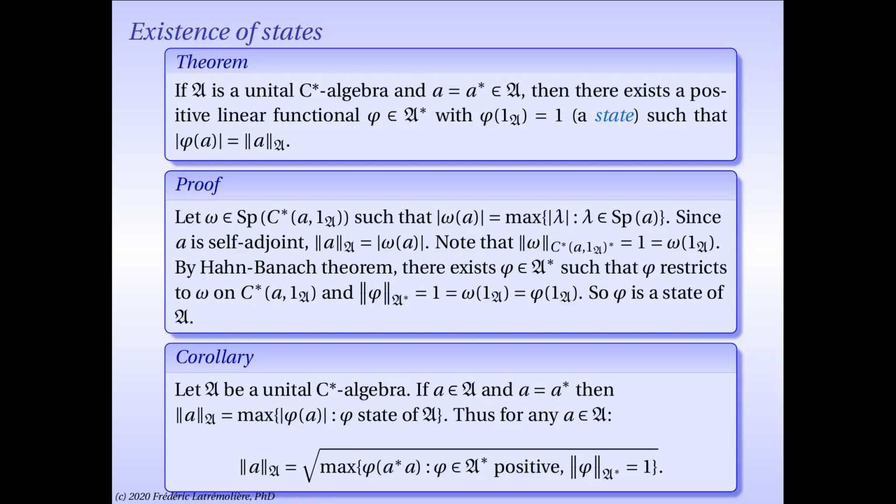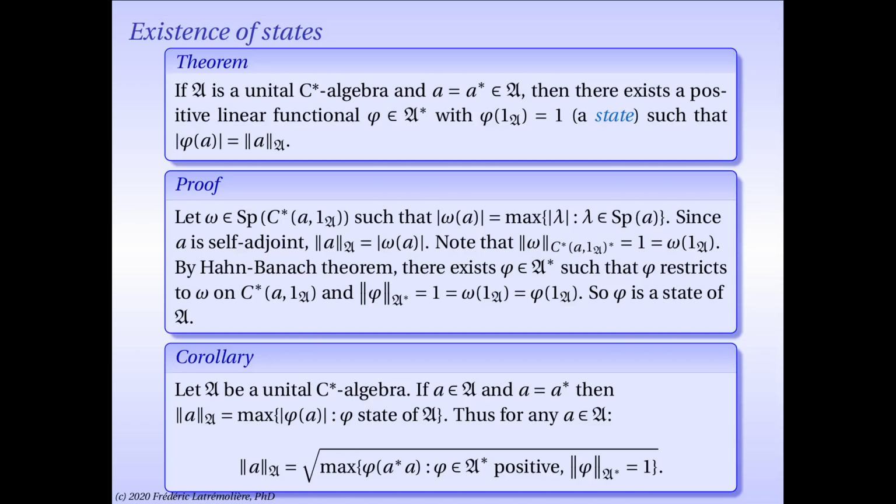And as a consequence of that, if you pick an arbitrary A now, not assumed to be self-adjoint anymore, then its norm is equal to the square root of the maximum of phi of A star A, for again phi being a state, phi being some continuous linear functional over the C-star algebra that's positive and of norm 1.